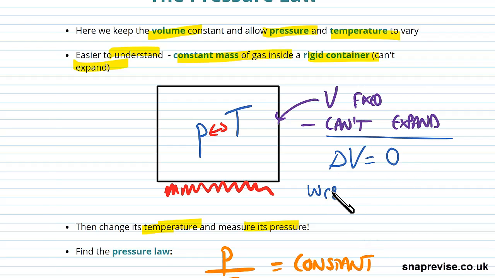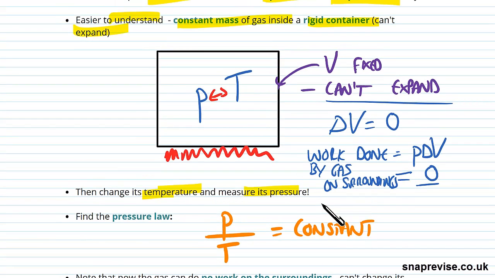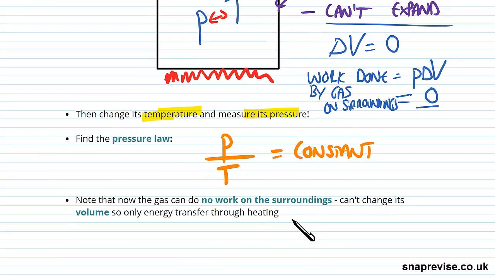So work done, which is equal to P delta V, is always 0. So you can't do any work done by gas on surroundings, that is. It always is 0. So the only way to transfer energy to this thing is by heat. You've got to heat it up, which is what we're doing. But you can't make it do work in any way because you can't change its container. Its container is completely rigid, which is what we basically see here.